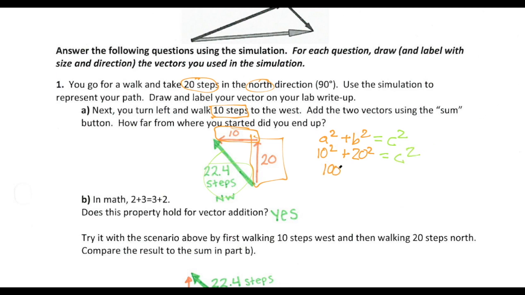So 10 squared is 100, 20 squared is 400, and then that is going to give me c squared. Oh, what is 100 plus 400? Very good, you're right, it is 500.